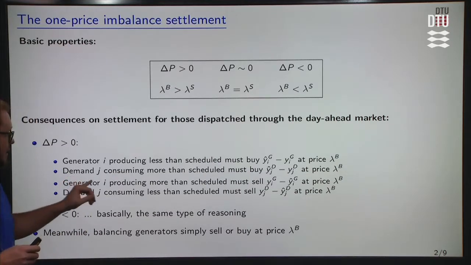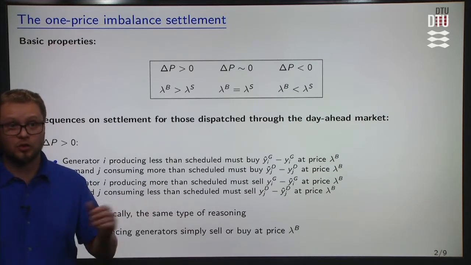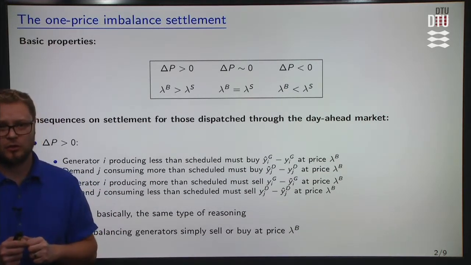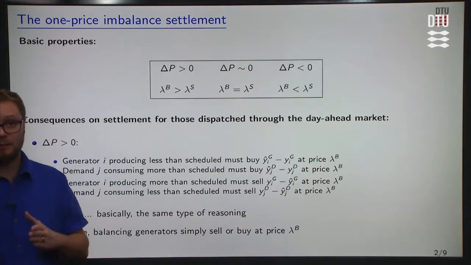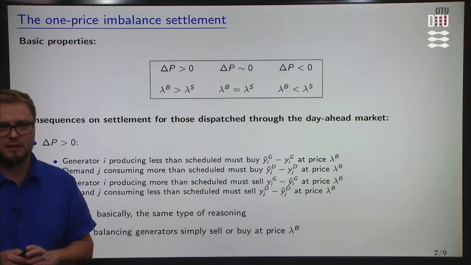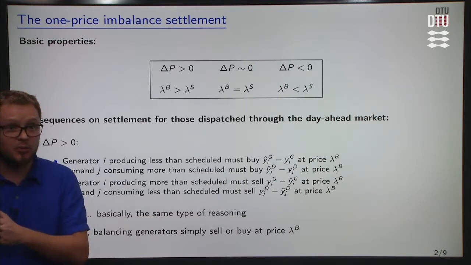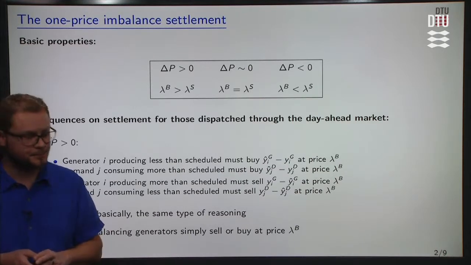On the demand side, those who are consuming more than scheduled will also create a need for upward regulation, and for this extra energy they want to consume, they're also going to have to pay lambda B. Lambda B being greater than lambda S, this is a penalizing situation, since any amount of energy to be consumed extra is paid at a higher price compared to if you had bought it in the day-ahead market.